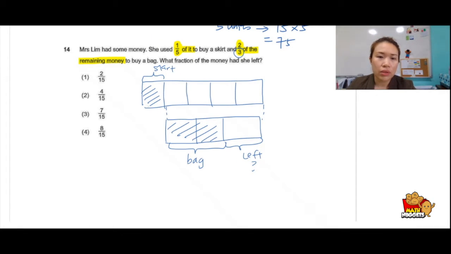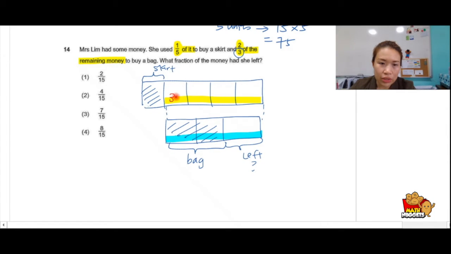Now, most importantly, when you do a drop down like that, 4 units here is equal to 3 parts here. We have to make them the same, 4 units and 3 parts. So 4 and 3, the lowest common multiple is 12. So I'm going to cut each unit here into 3, and I'm going to cut each into 4. Remember to cut this as well.